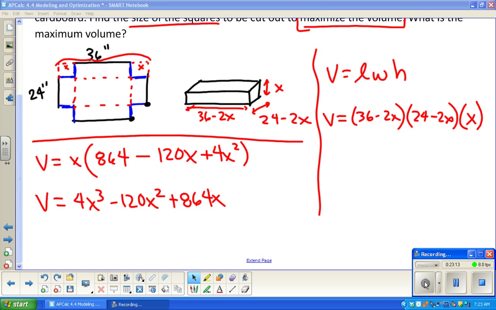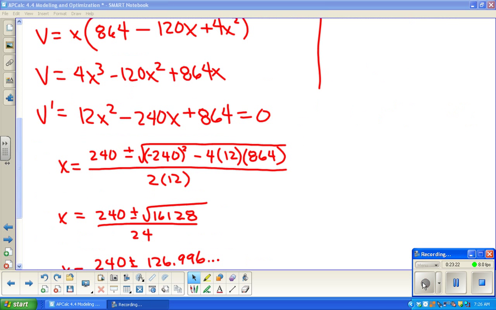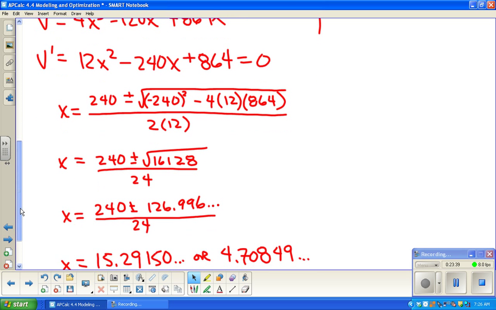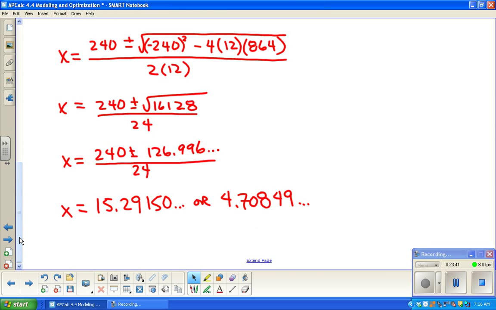So far all I've done is multiplied everything out. Okay, there's the derivative. What I've done is I set the derivative equal to 0. And this is a big old ugly quadratic, and I probably could make this easier by dividing both sides at least by 4, maybe even by 12, but I just worked with it as it was. Obviously this is a calculator problem. So I set it equal to 0, did the quadratic formula, and this is where I'm at so far.